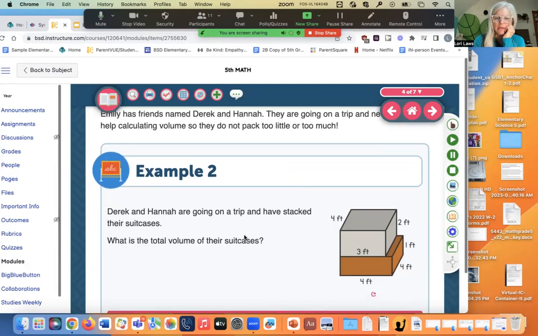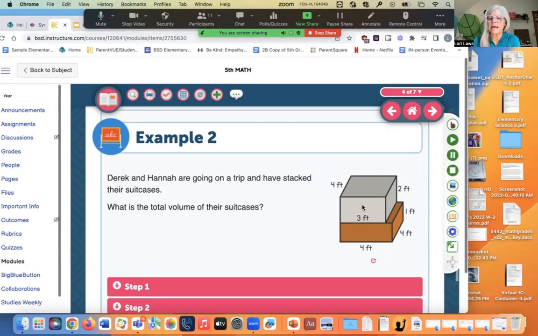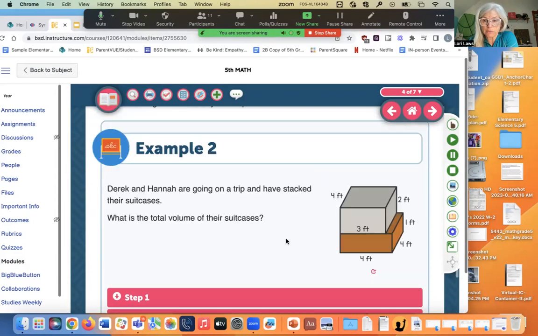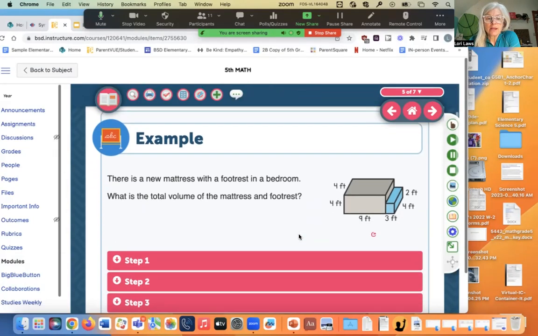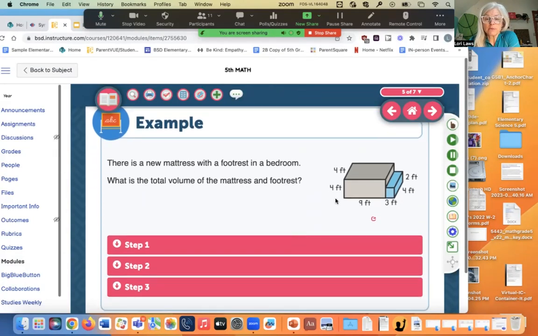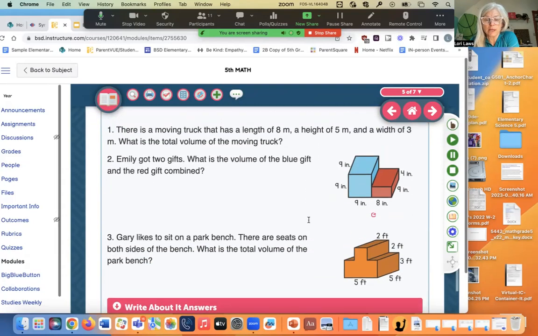Going on a trip, need to help calculating volume, total volume. Oh, this one now has a stacked suitcase. So here you're going to do combined volume like you did yesterday. Be careful that you've labeled this appropriately. It looks like they've given you the exact measurements here. There's a new mattress with a footrest. We've got 9 by 4 by 4 and 3 by 4 by 2. So again, they've given you all of the measurements. You don't have to solve for anything.